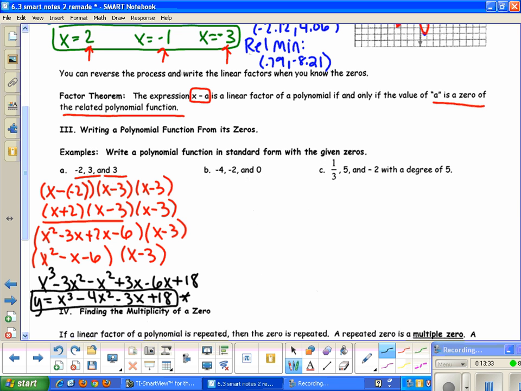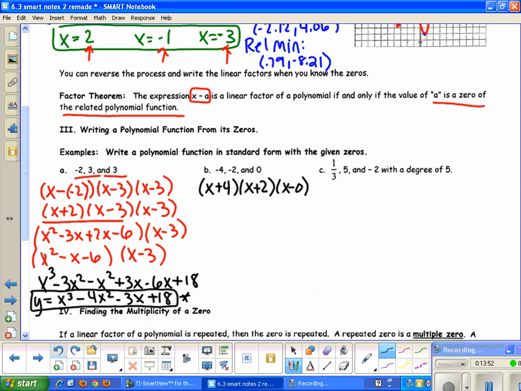So why don't you guys pause the video and see if you can do B on your own, and then unpause it and we'll do it together. So for B, again, you're going to want to first write these as linear factors. So this would be x plus 4, x plus 2, and x minus 0, which is just x. You don't really need to write the minus 0.